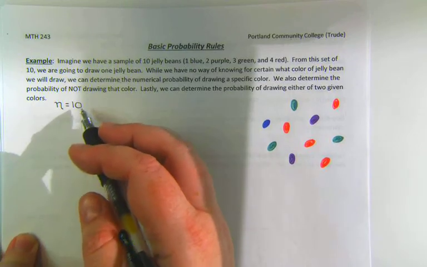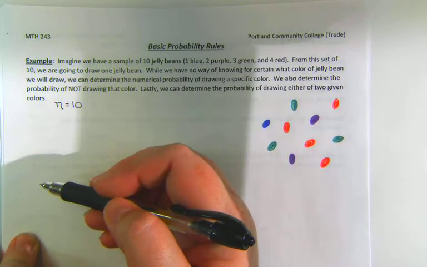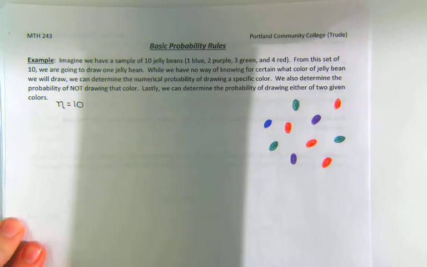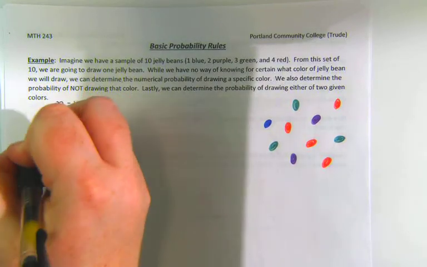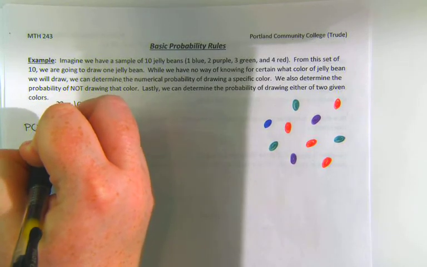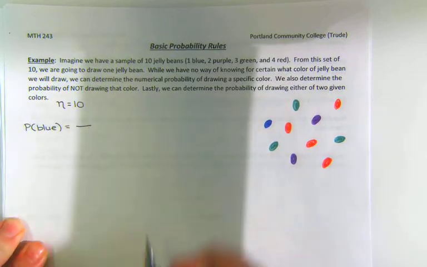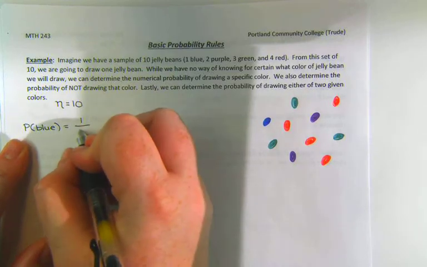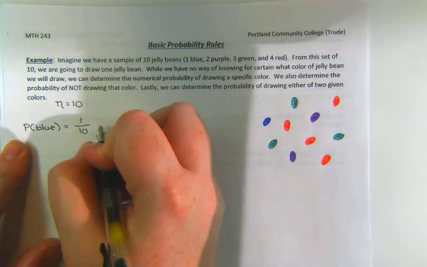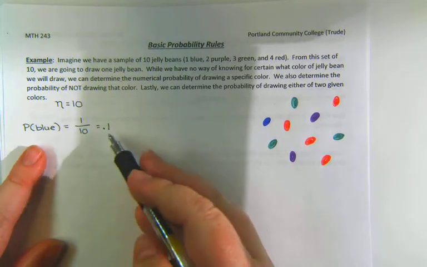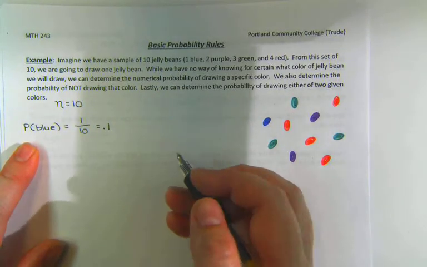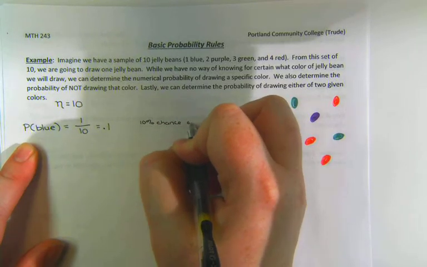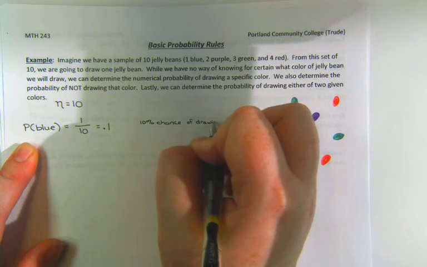And what we're going to do is talk about if we just drew one of the jelly beans out of there, and look for the probability of these different colors. Let's start off with just the probability of a blue jelly bean. If we're looking for the probability of drawing a blue jelly bean, there is one possibility out of all 10 jelly beans. So we have this 0.1. And remember, like I said, we should always change it to a sentence. So we could say there's a 10% chance of drawing a blue jelly bean.